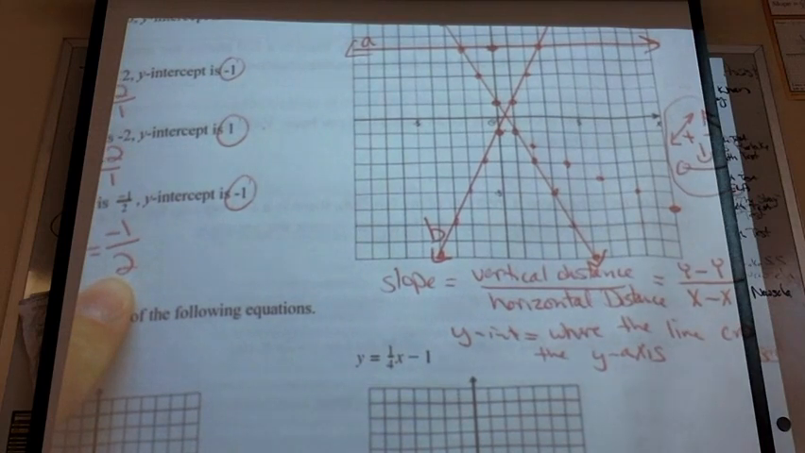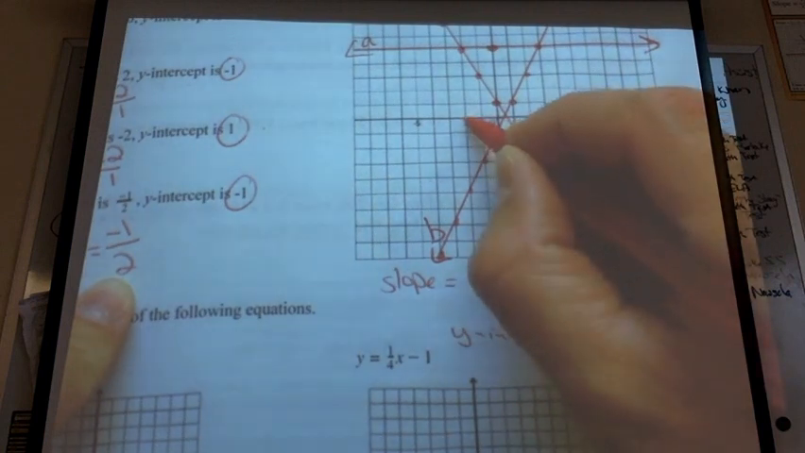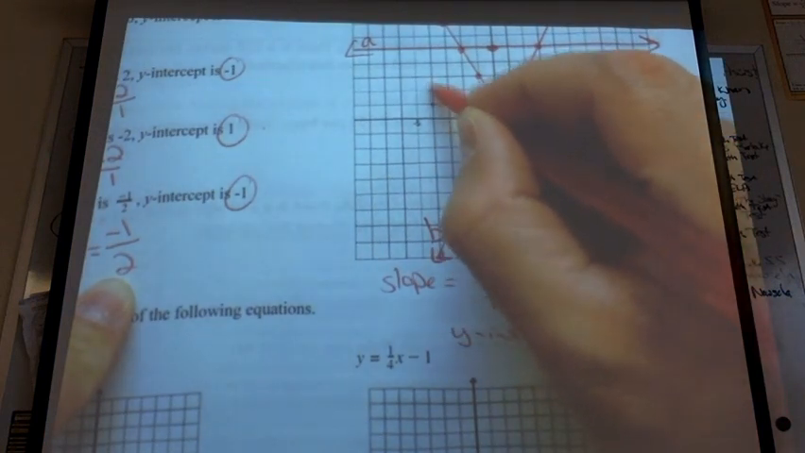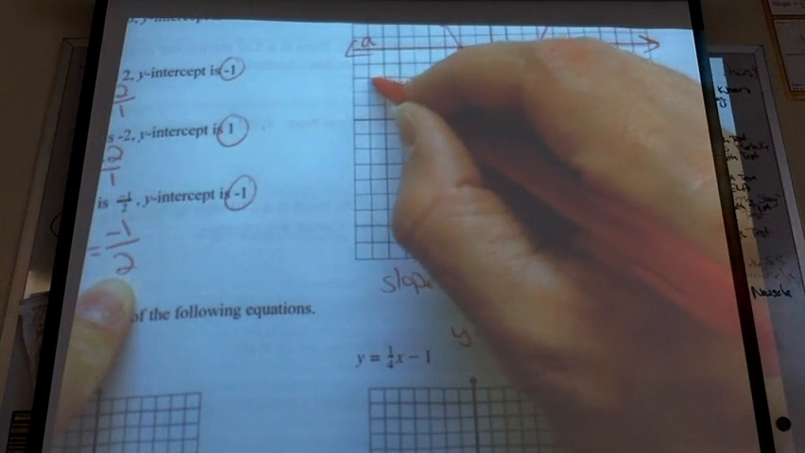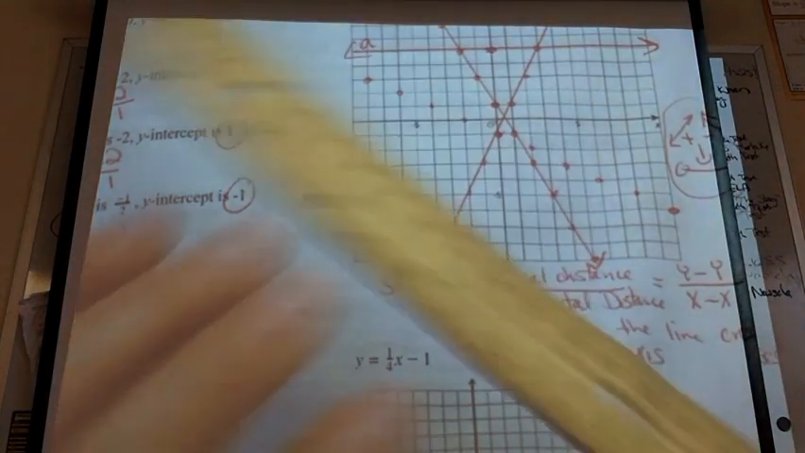Then I'm going to go up 1 and to the left 2. Up 1 to the left 2. And I have enough points to make our lines.